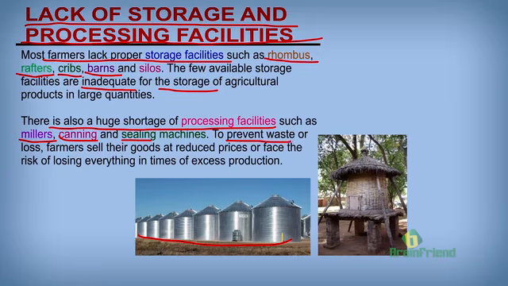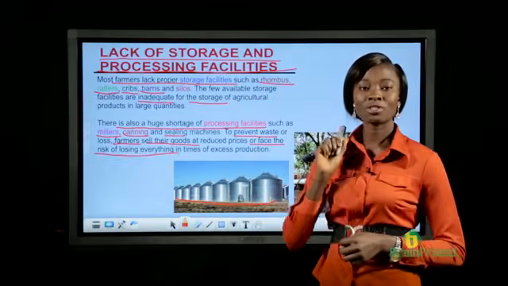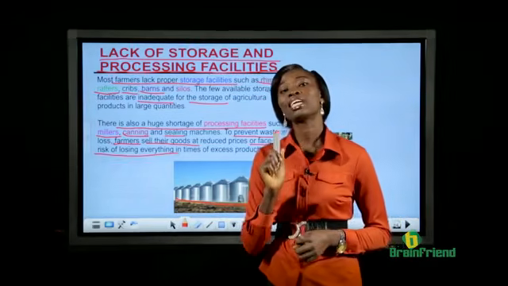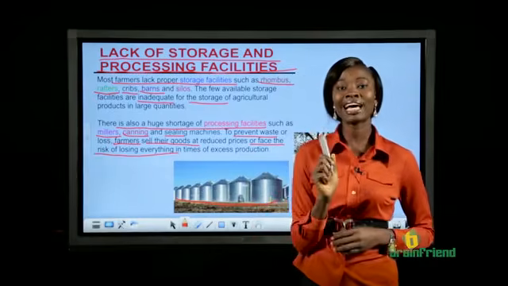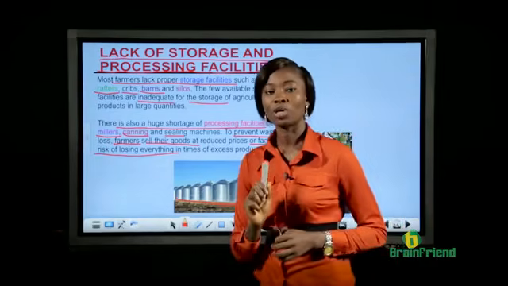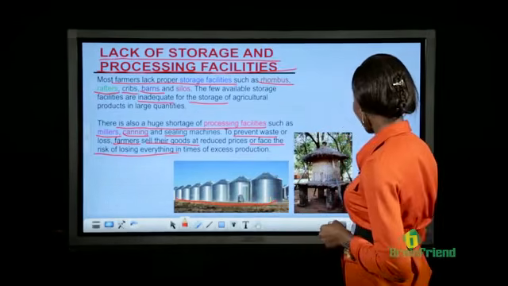To prevent waste or loss, farmers usually sell their goods or their products at reduced prices, or they face the risk of losing everything in times of excess production. The lack of storage facilities and processing facilities has also hindered the progress of agricultural development in Nigeria.